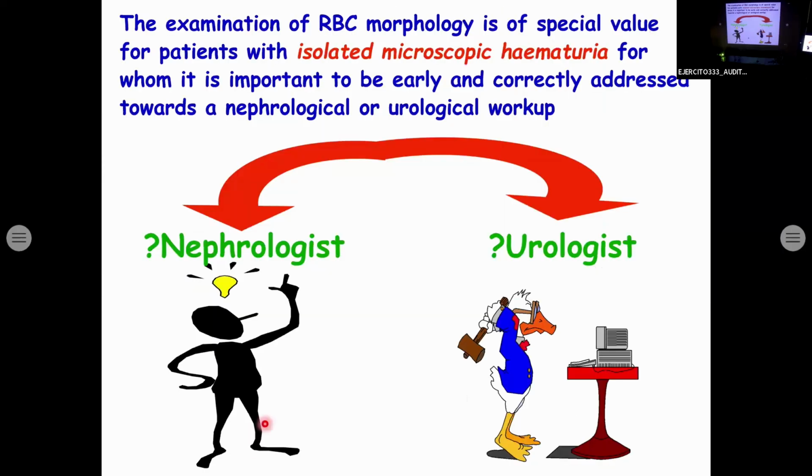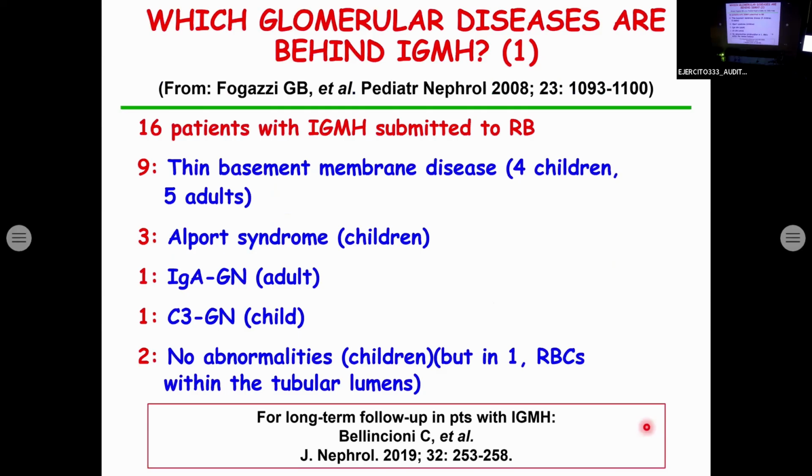The examination of red blood cell morphology is of special value for patients with isolated microscopic hematuria, for whom it is extremely important to be early and correctly addressed towards a nephrological or urological workup. You see here the very clever nephrologist and the not so clever urologist. But when I speak about microscopic hematuria to urologists, I invert and say, these are your patients, because we have to survive.